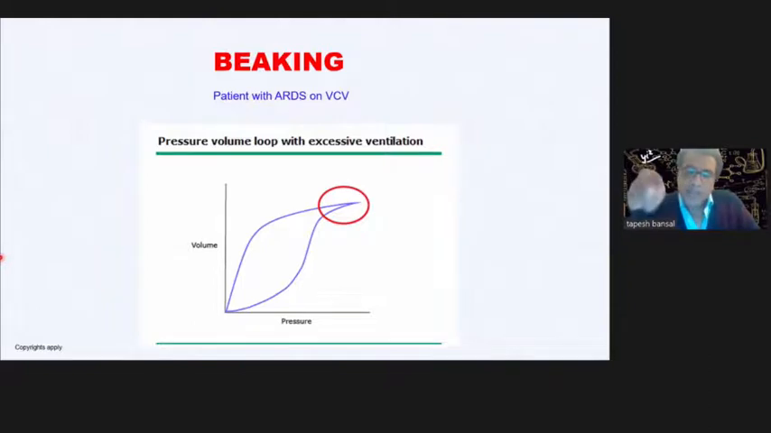And if you are getting this, that means the pressures are high in your patient, right? So what is happening, as you can see, is that with minimal increase in volume, you are getting a great increase in pressure. So this is a patient who should not be getting any more volume, and you have to decrease the volume actually, or decrease the pressure with whatever means you have. So this is known as beaking, and it signifies in an ARDS patient that the lungs are being overstretched.